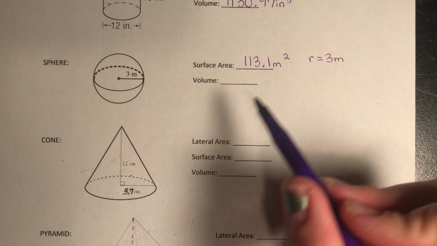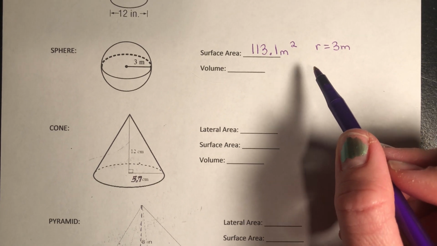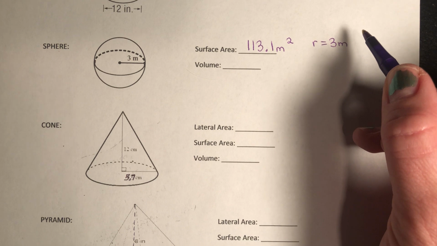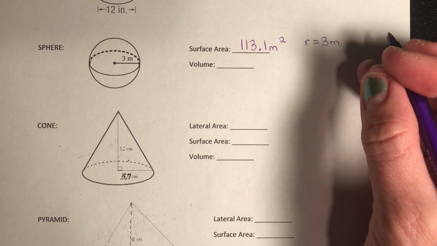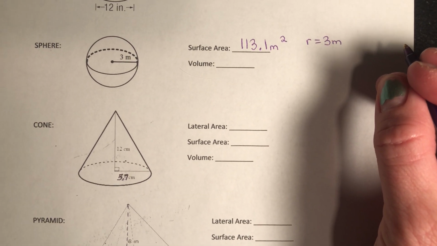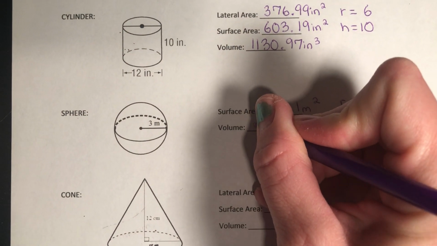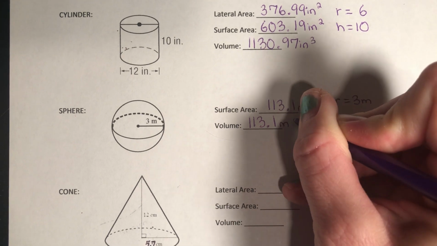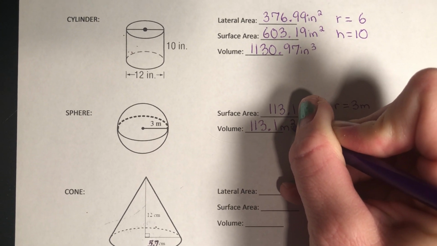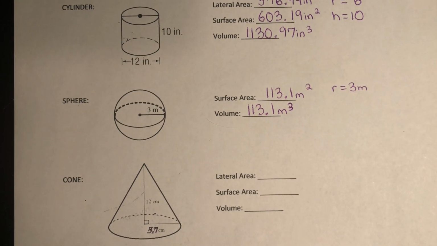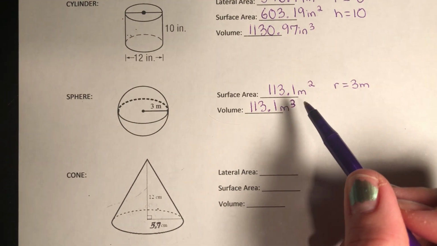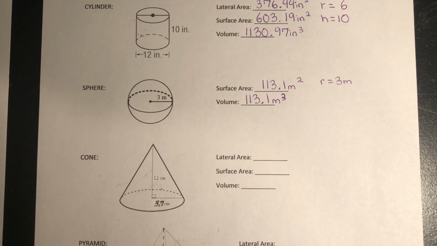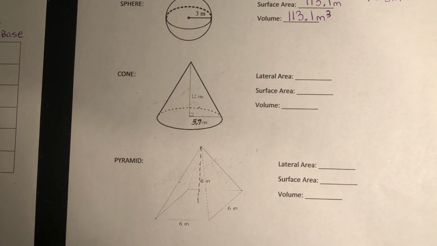Let's check our volume now. Volume is going to be equal to 4 times pi times 3 cubed, which is 27, and then the whole thing divided by 3. And actually, in this case, it does not always happen like this, it actually is the same. It is 113.1 meters cubed. Sorry, I almost put squared. You guys can see how that can maybe get a little bit confusing. Volume is cubed. Surface area is area, so it's squared. All right. Next, we're going to go to cone.